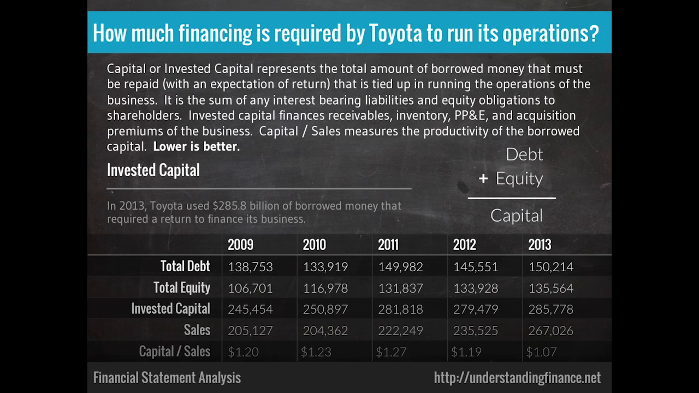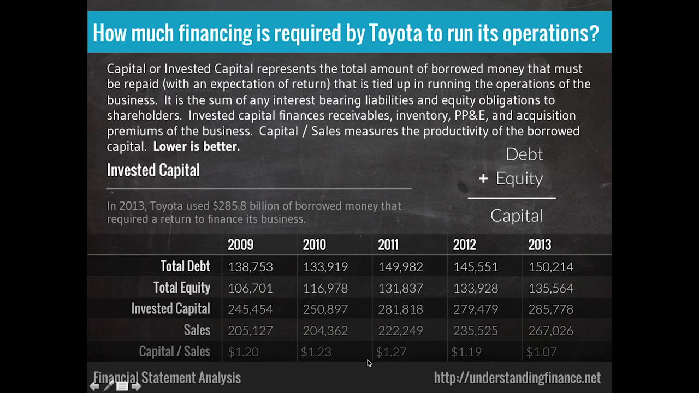Okay. And so in this case, if I go to Toyota and I look up all their debt, short-term and long-term in 2013, they had $150 billion. If I look up their equity, they had $135 billion. If I add the two together, they had $285 billion worth of debt and equity to finance their business, which means they have to get a return on investment in order to pay back these people because the debt holders want interest, the shareholders want dividends. So they have $285 billion worth of long-term financing that's going to require a return. Well, that $285 billion generated $267 billion worth of revenue. So another way of saying that is that to generate $1 of sales, they had to borrow $1.07 of debt and equity. So this is a measure of capital to sales of the overall productivity of the financing.